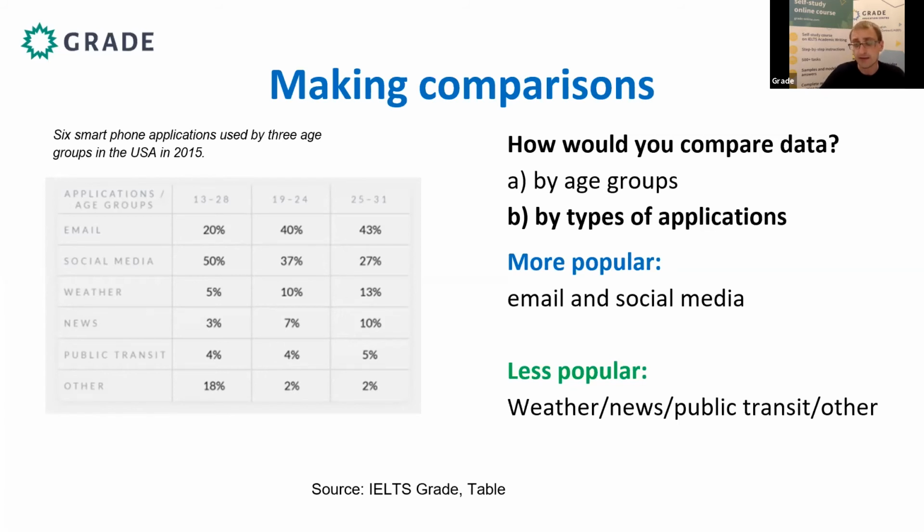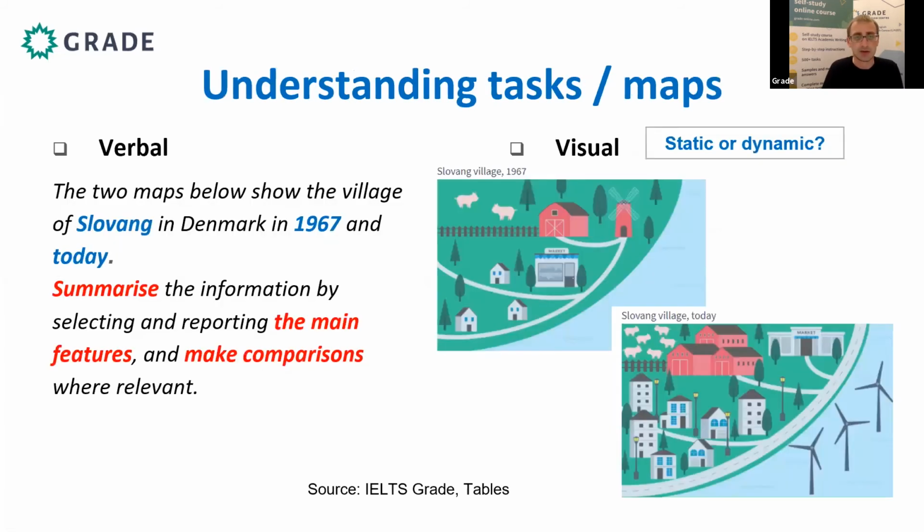So from my perspective, focusing on types of applications and grouping them by popularity will be a bit more reasonable because you might have more ways to compare information. But again, by age group is also possible, probably just fewer opportunities to describe. And let's have a look at another task, which is maps.